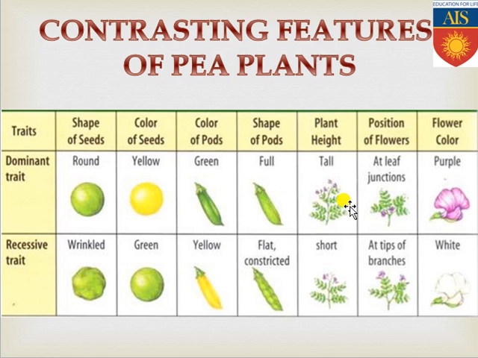In case of position of the flower, the axial position is the dominant trait, and the terminal position of the flower is the recessive trait. And the last feature is the flower color: the purple color flower, which is commonly found in pea plant, is the dominant trait, and the white flower is a recessive trait. So these 7 pairs of contrasting features are what Mendel obtained from the pea plant, and that's why he performed the experiments in a very smooth manner, and he obtained so many results from the pea plant.